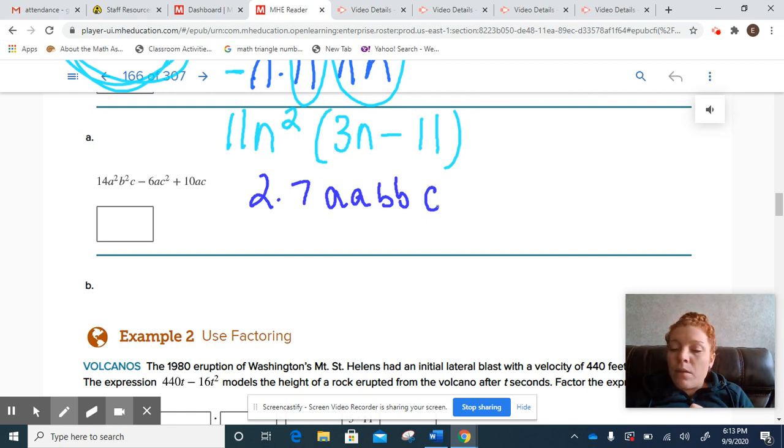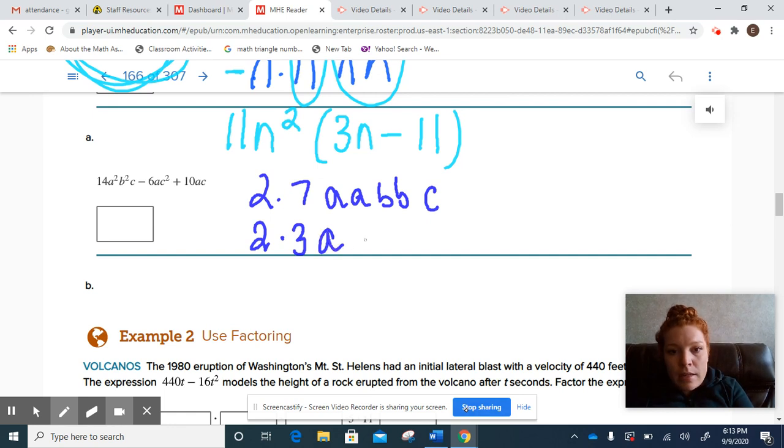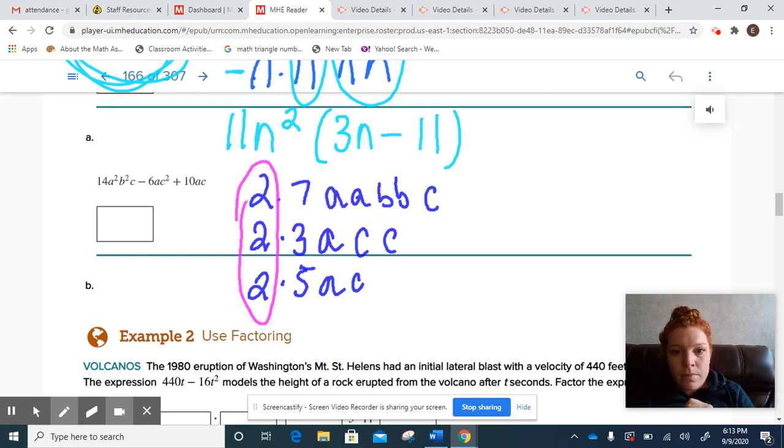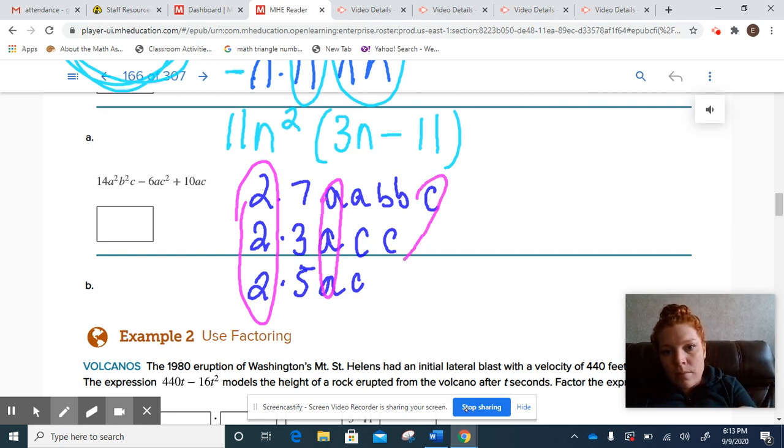Okay. 6 can break apart as 2 and 3. I see 1 A and I see 2 C's. Okay. And then 10 can break apart as 2 and 5. Both of those are prime numbers. And I see an A and I see a C. Now remember, with a three-parter, it has to be in all three pieces. So I see 2's, I see A's, and I see C's. And I'm going to go diagonally. There we go. So I know the greatest common factor is 2 times A times C.